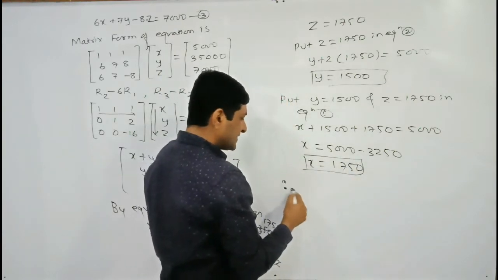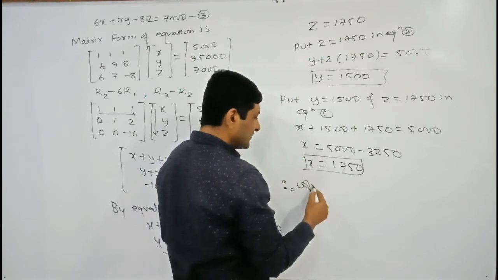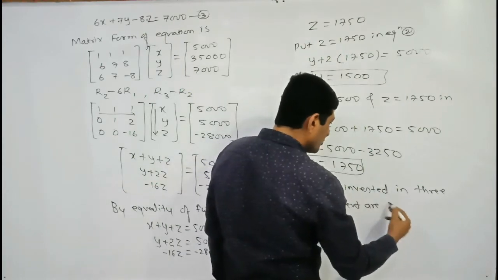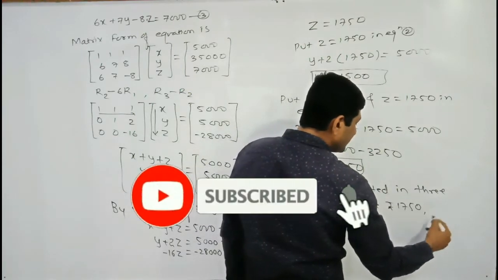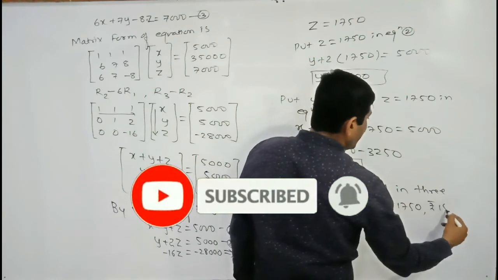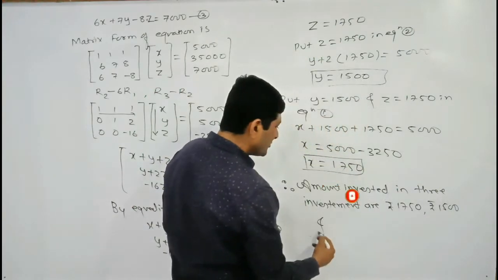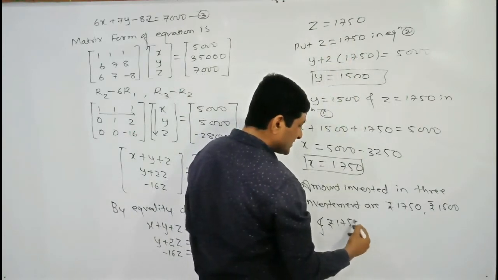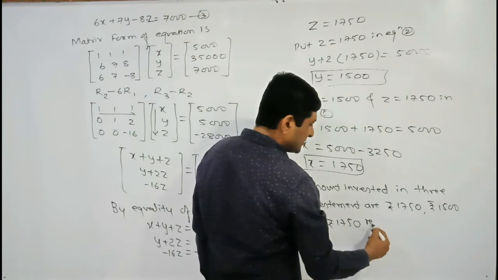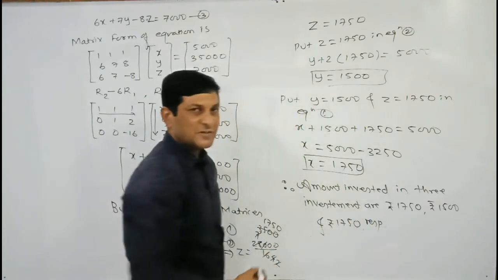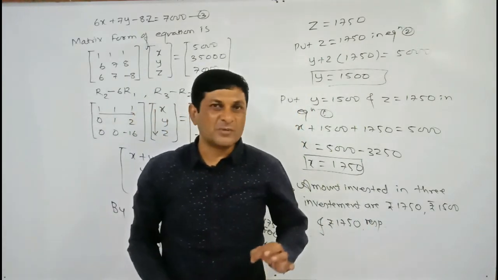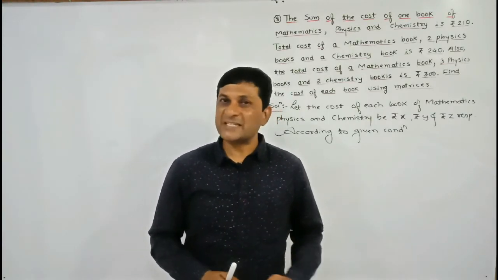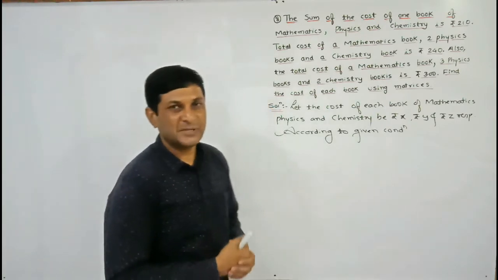So therefore we can say that the amounts invested in the 3 investments are rupees 1750, rupees 1500, and rupees Z. Z is what? 1750, respectively. So in this way we have got the amounts invested in the 3 investments, which is nothing but our required value. Now we are solving the last example from this exercise as well as from this chapter, example number 8.